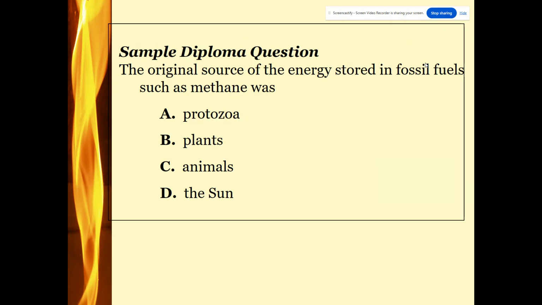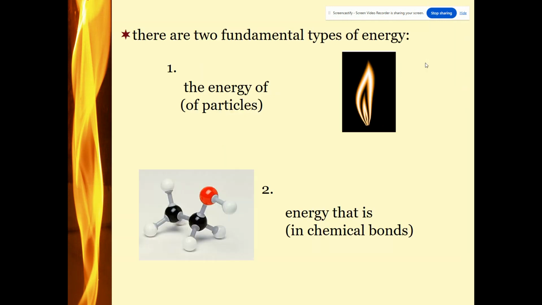So if you are given a diploma question as follows, the original source of energy stored in fossil fuels, such as methane, the answer would be D, the sun. Okay, common question. It might not be a standalone question, but it commonly comes up on the diploma in the first few questions. It might have a two-part question to it where the sun is one of the answers.